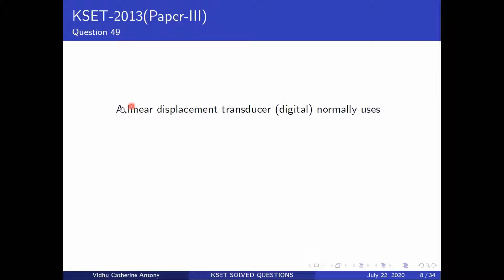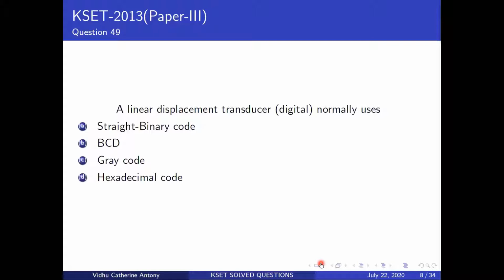Okay, so here they've said a linear displacement transducer digital normally uses straight binary code, BCD, gray code, and hexadecimal code. So the thing here is, why do you use... basically, let me just ask you this. Which of these is easier to use in a digital system? Okay, so that's what you're going to be looking at.